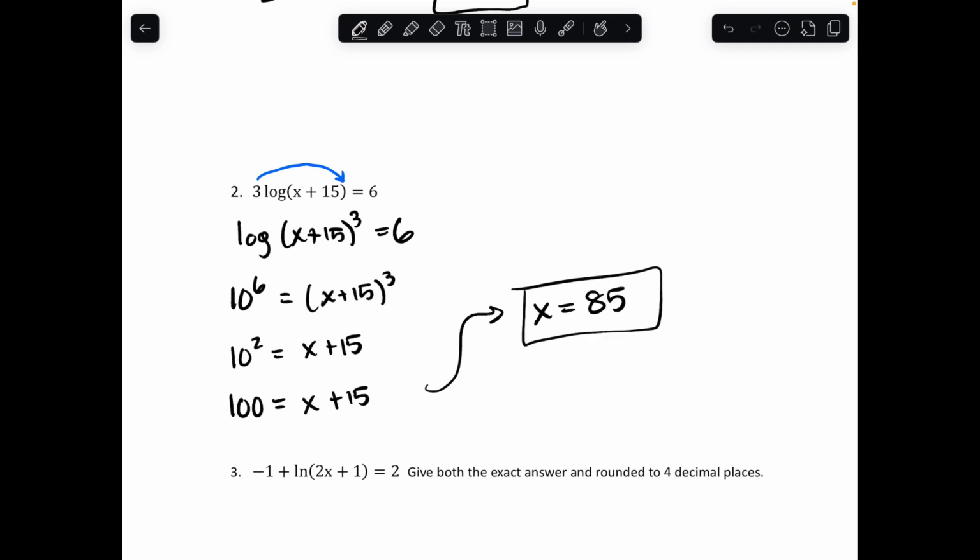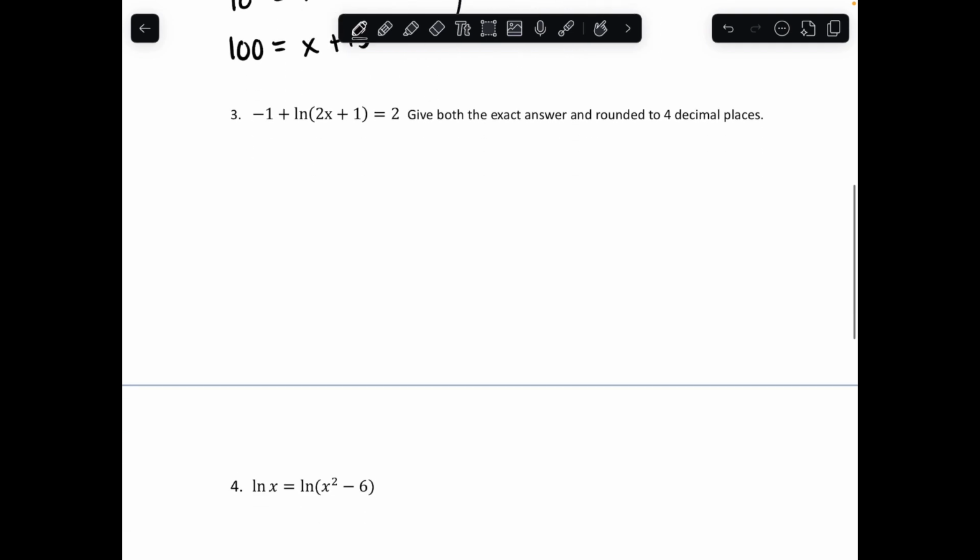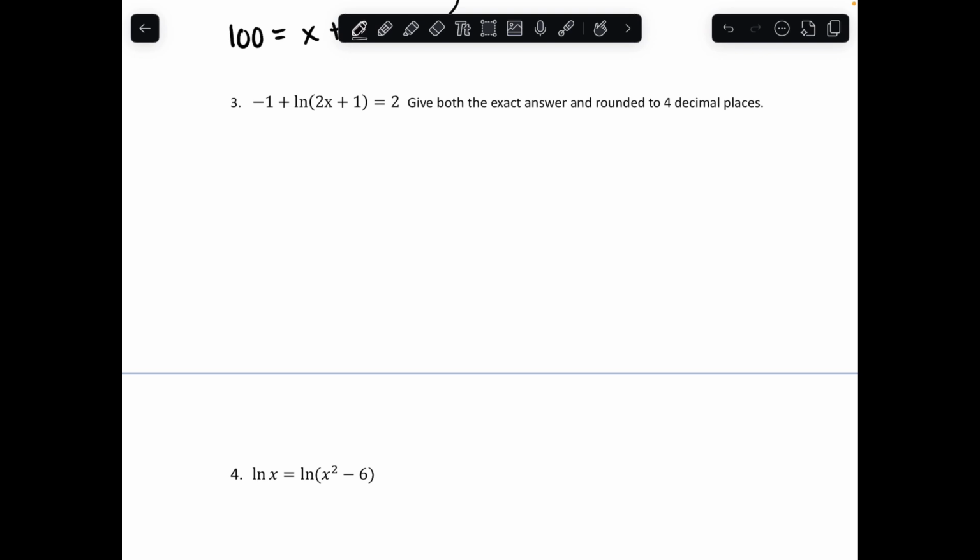And so let's go ahead and check out number 3. For this one, it'll be nice for us to get all the constants on one side and all the logarithms on one side as well. And so we can add 1 to both sides. So we'll get natural log of 2x plus 1 is equal to 3. Now the base for a natural logarithm is going to be e. So we can say e to the 3rd power has to be equal to 2x plus 1. So we get e cubed is equal to 2x plus 1.